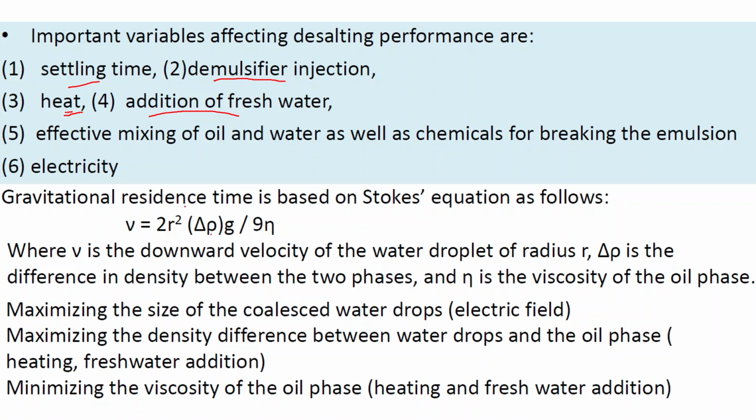This is the radius of the water droplet. This is the density difference of the two phases, that is the water and the oil. And eta is the viscosity of the oil phase. So maximizing the size of the water drop.